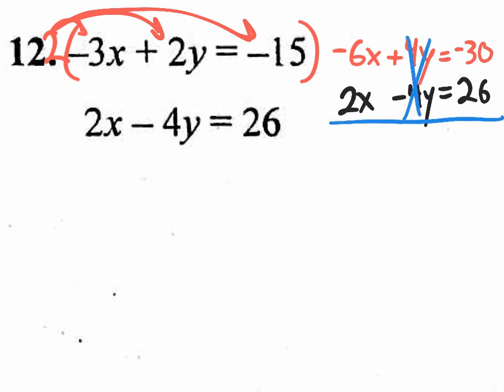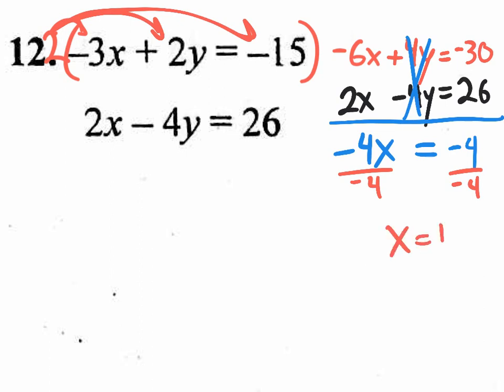So the y's cancel out. The x's, the negative 6x and the positive 2x, that becomes negative 4x. Bring down the equal sign. And negative 30 plus 26, that's negative 4. So you have that simple one-step equation in blue right there. All you have to do is get the x by itself. So let's divide by negative 4, divide by negative 4. Your answer is x equals positive 1.